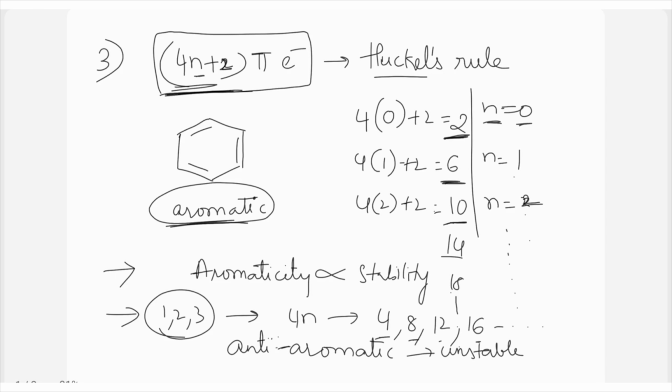Okay, so if the compound fulfills all the above conditions but has only 4n pi electrons in them, such compounds are said to be anti-aromatic compounds. Now anti-aromatic compounds are unstable and they have paramagnetic behavior. What is paramagnetic behavior? They get attracted to the magnet to a large extent. So they show paramagnetic behavior.